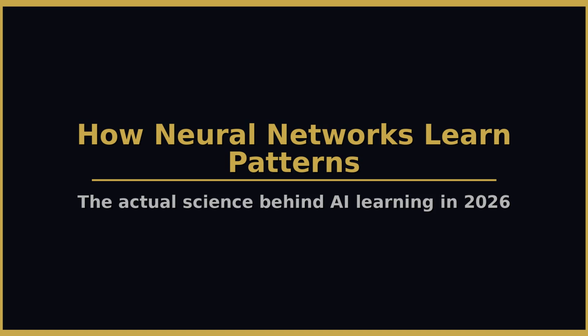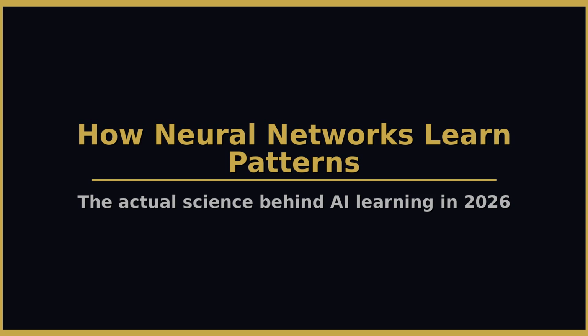A neural network trained on millions of cat photos can identify a cat it's never seen before in milliseconds. A language model reads billions of sentences and then writes like a human. How does a mathematical function learn to recognize patterns it was never explicitly programmed to find? That's what we're unpacking today.